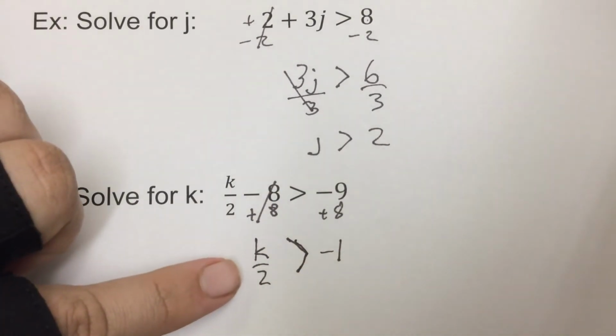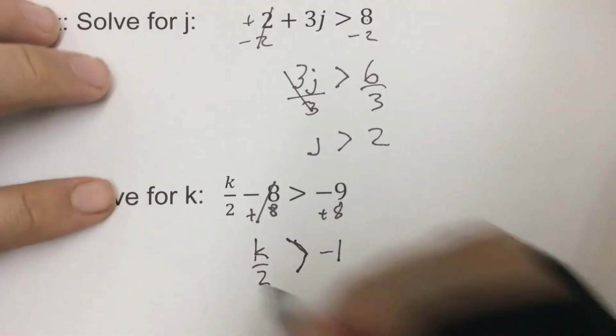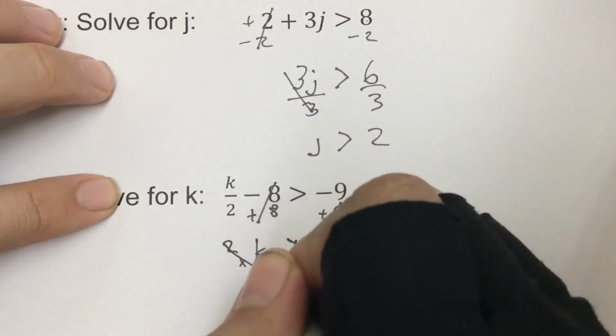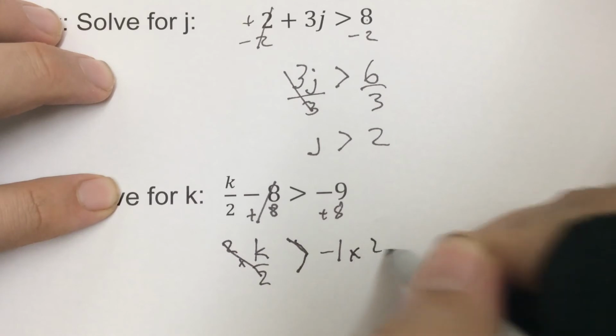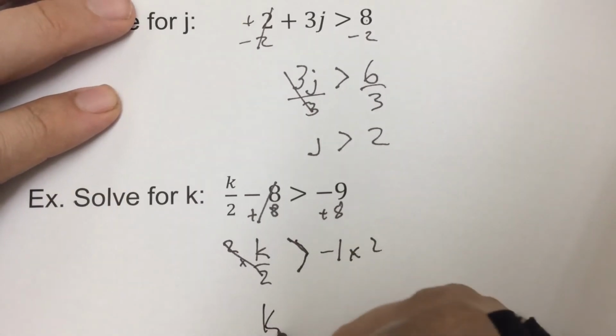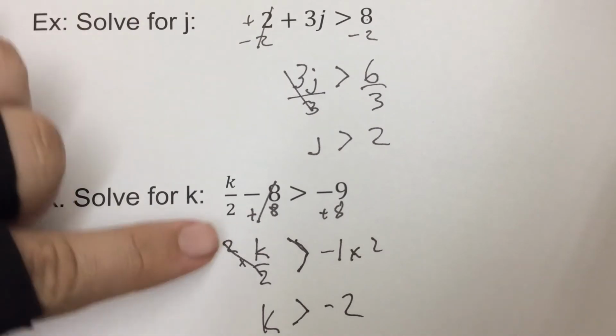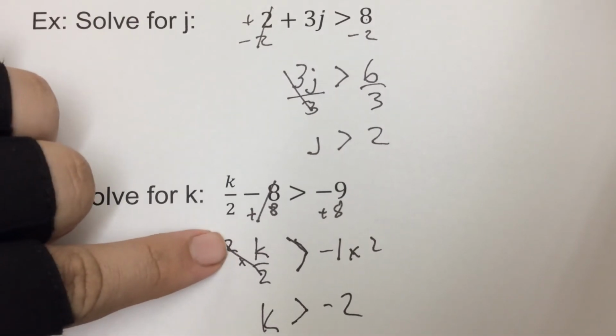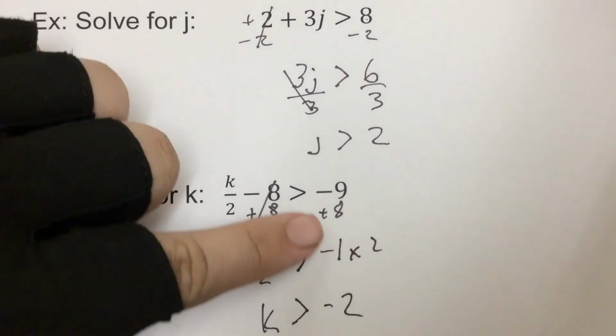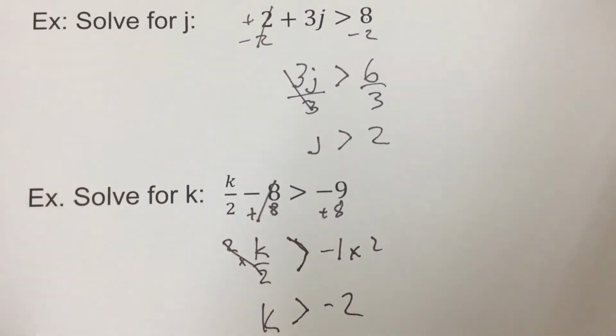K over 2, when you see this, this means divide. So the opposite of divide, we're going to times by 2 to cancel that. So if we bring the k down, k is greater than -1 times 2 makes -2. Remember, it has to be dividing or timesing by the negative in order to switch the sign. Just because this side has a negative doesn't mean the sign switches.